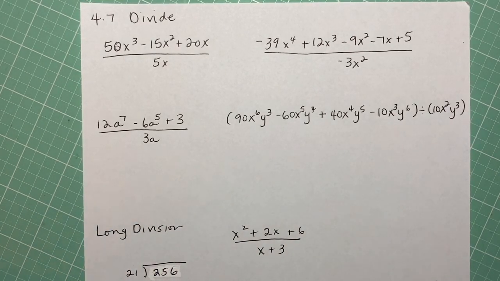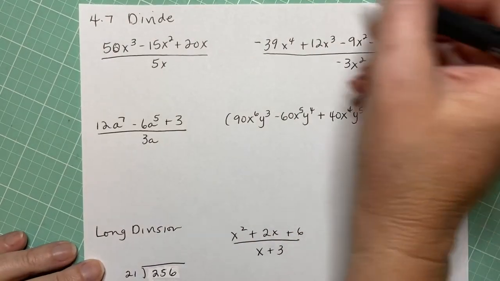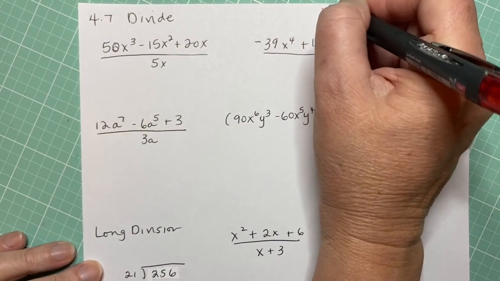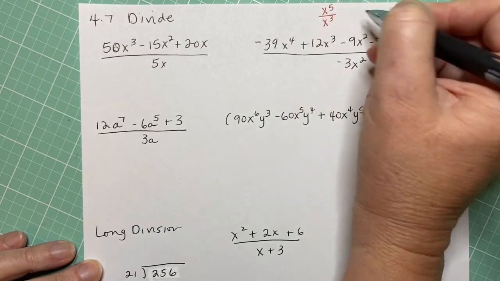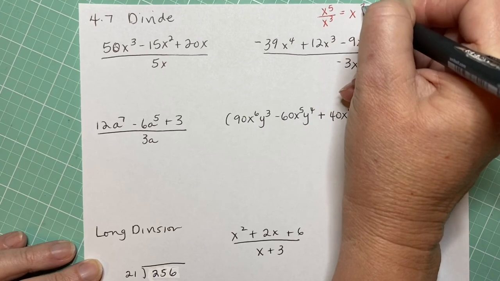Okay, 4.7, we're going to look at dividing. So we have to think back to our rule for dividing exponents, that when you divide exponents, let's say x to the fifth divided by x to the third, you subtract. And so 5 minus 3 would be 2.